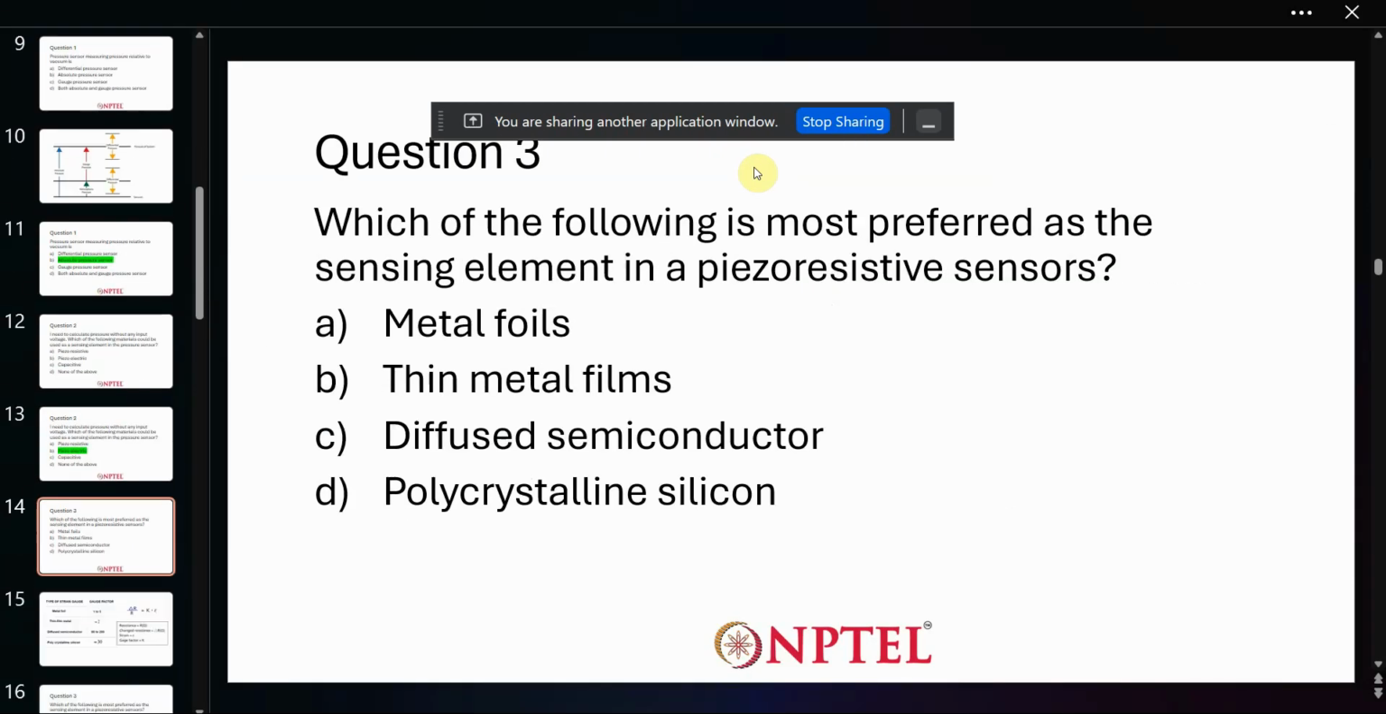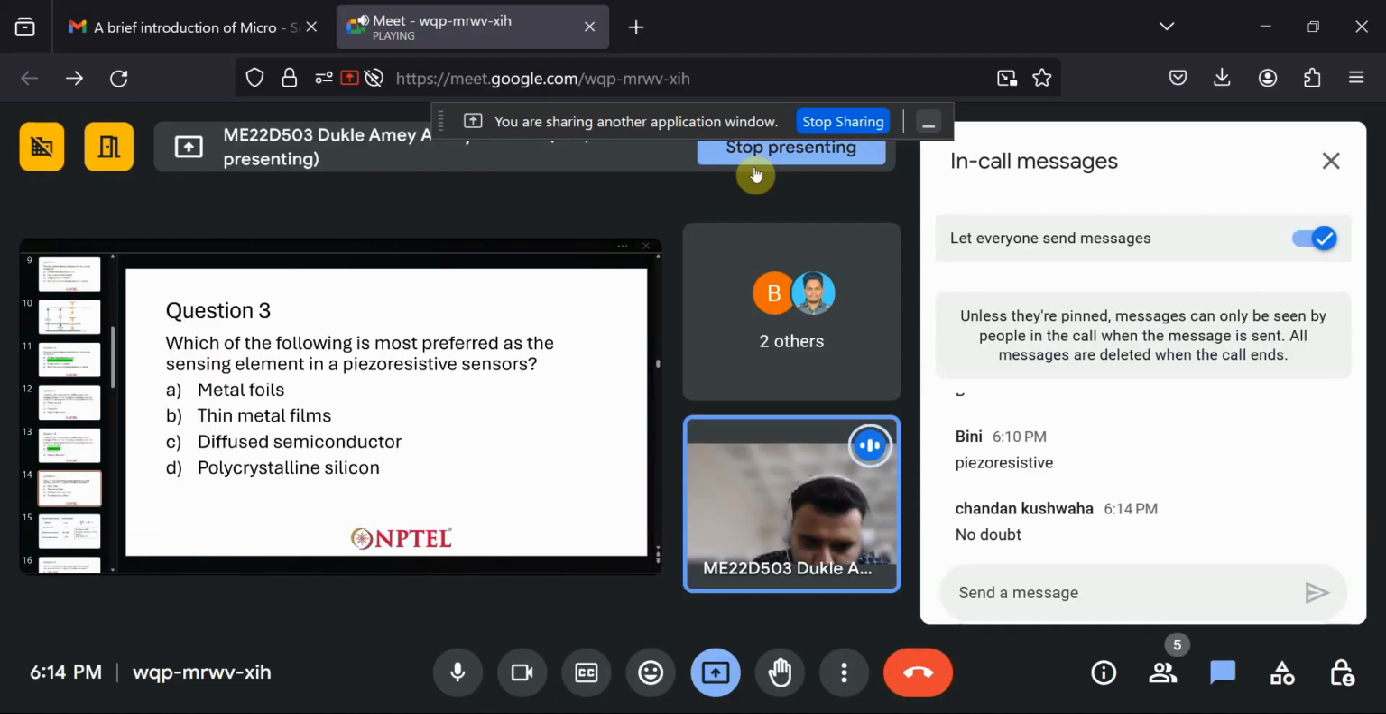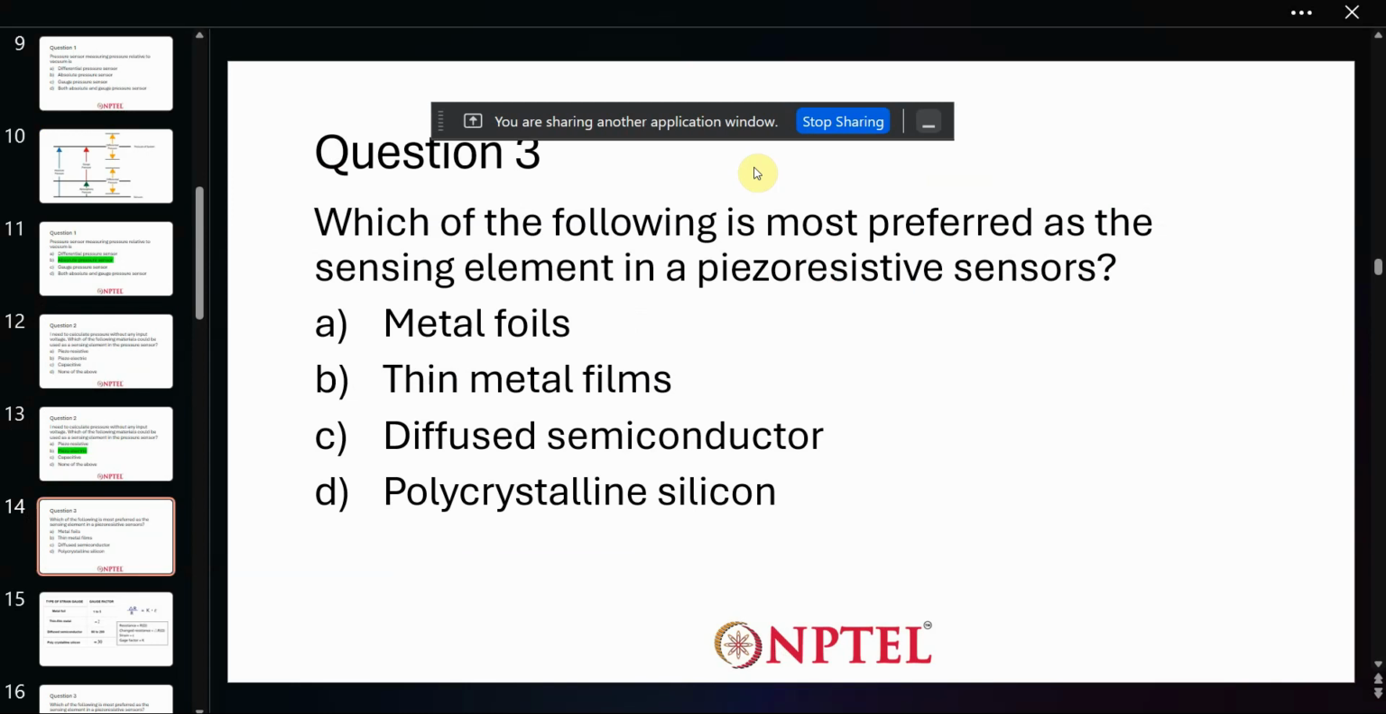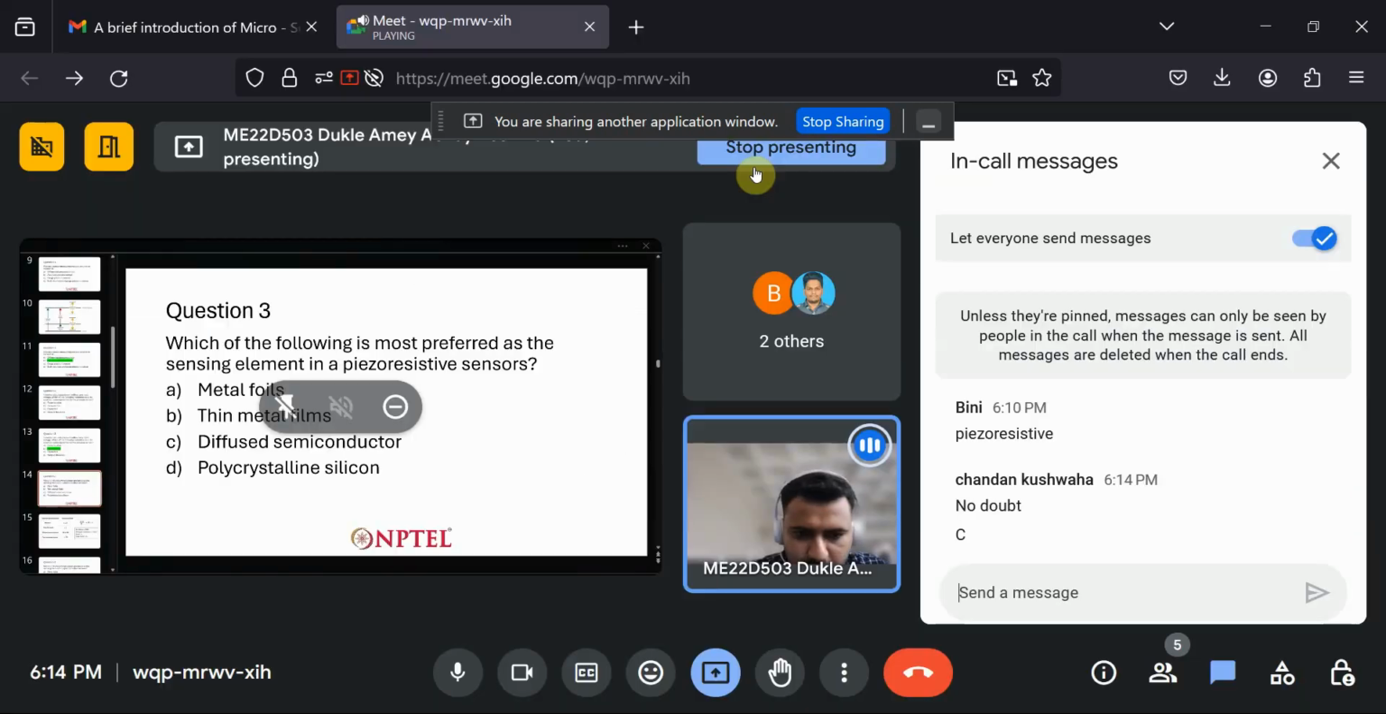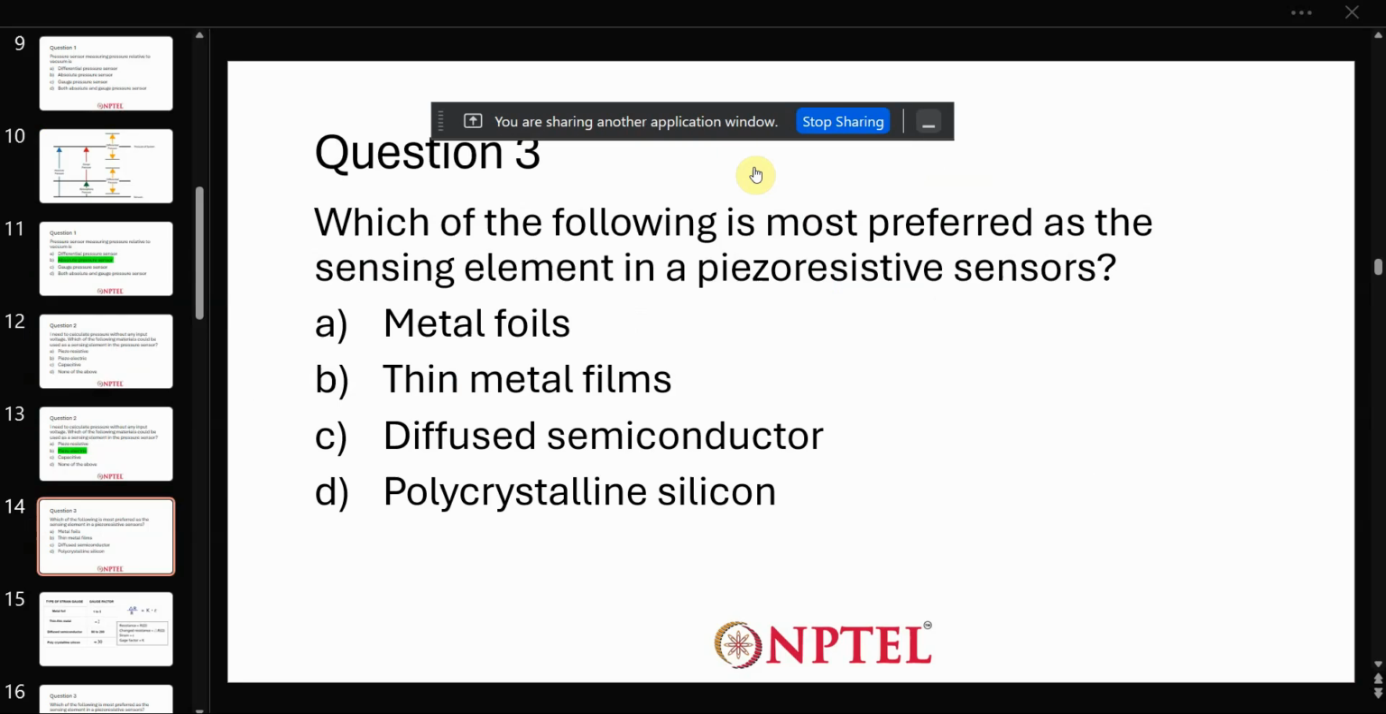So, which of the following is the most preferred sensing material in piezoresistive sensors? Whether it's a metal foil, a thin metal film, diffused semiconductor, or polycrystalline silicon. Any guesses? Okay, great. We have an answer from Chandan. So yes, the answer is C.